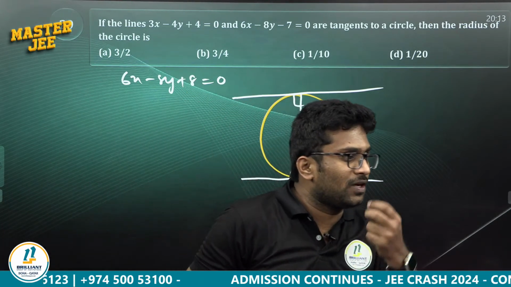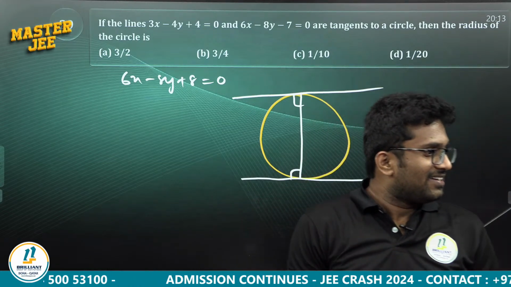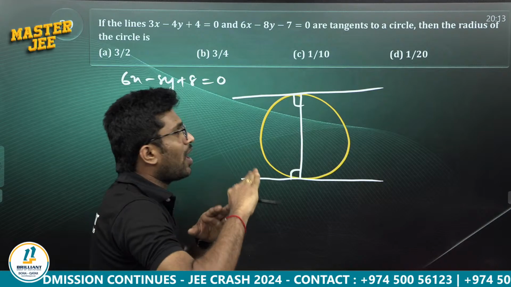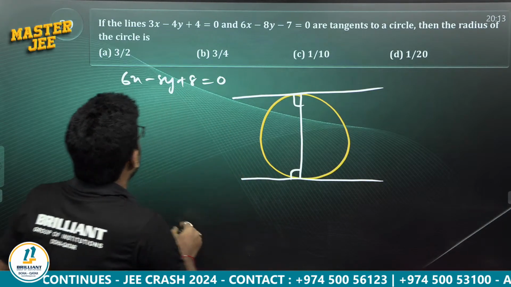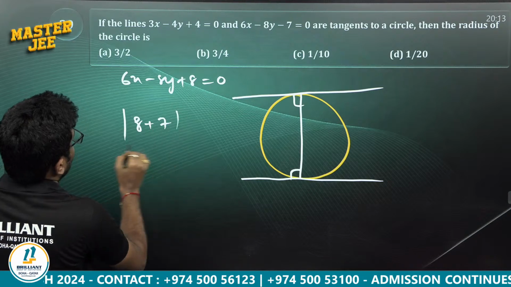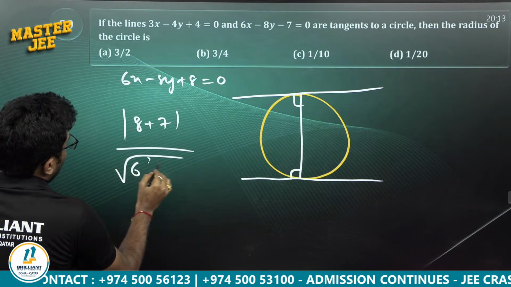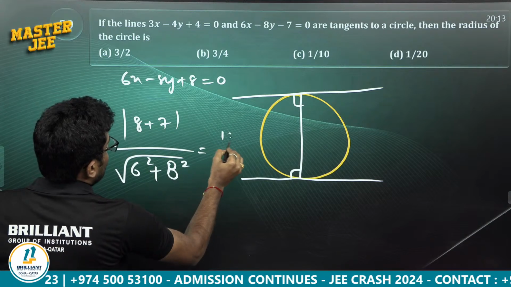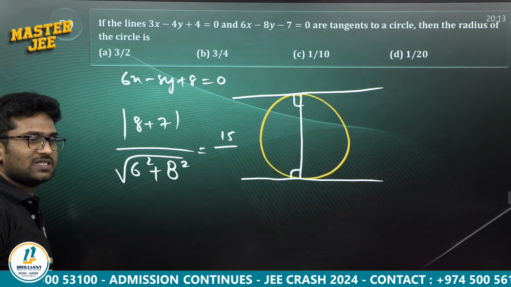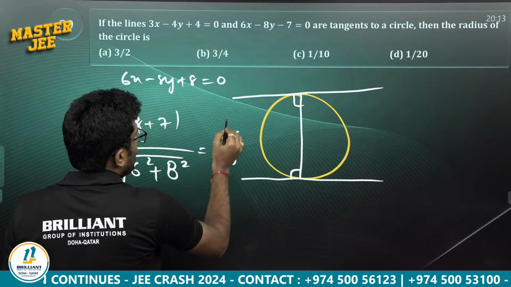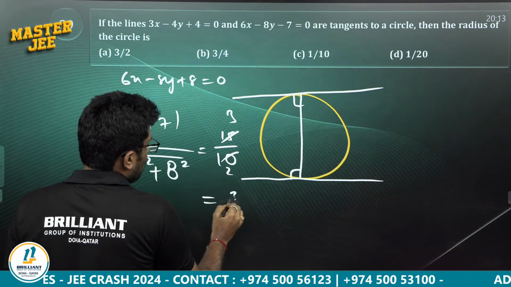Now, what is the distance between two parallel lines? Very good, Abu. Distance between two parallel lines is mod of c1 minus c2 by root a square plus b square. So mod of 8 minus of minus 7, that is 8 plus 7, divided by root 6 square plus 8 square. Mod of 8 plus 7, that is 15, divided by root 36 plus 64, which is 10. 15 by 10, 5 3s are 15, 5 2s are 10, which is equal to 3 by 2.